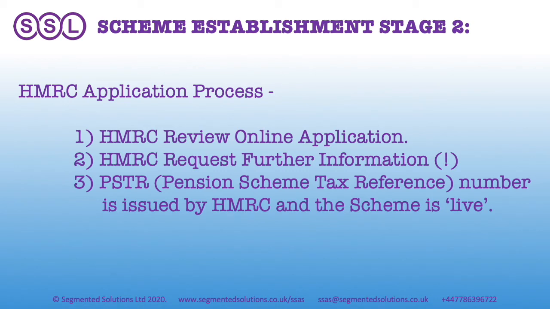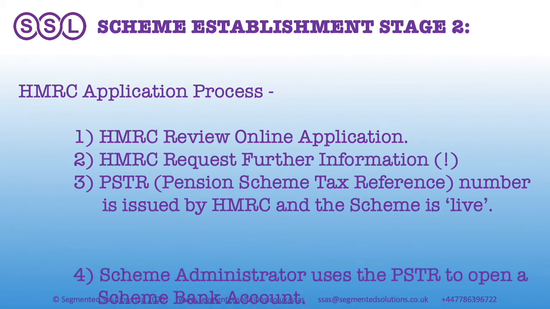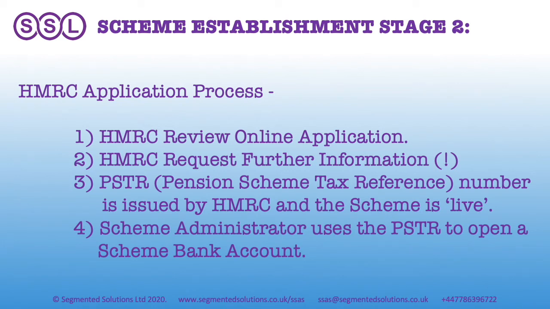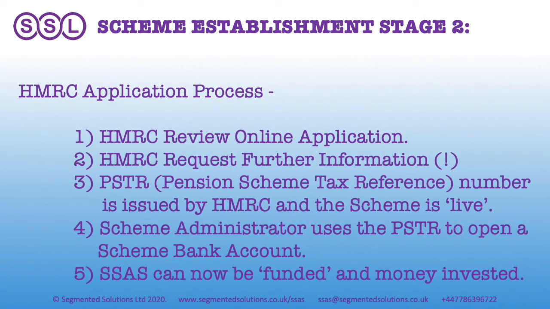Once HMRC have had all of their further information, they will issue a Pension Schemes Tax Reference Number, a PSTR. And that means that your pension scheme is now live, not just as a trust, but it's live in terms of HMRC will allow and approve it for various tax concessions. For example, your company will get tax deductions on contributions into the scheme. Now the scheme is live in all respects, the scheme administrator can use the pension scheme's tax reference number to open a bank account. And from that point on, the SSAS can now be funded, and once the funds are in the bank account, money can be invested.